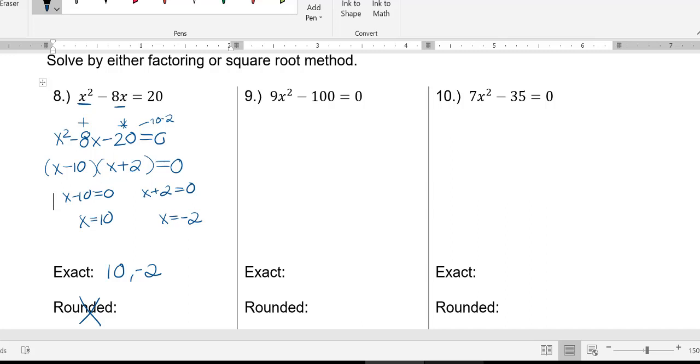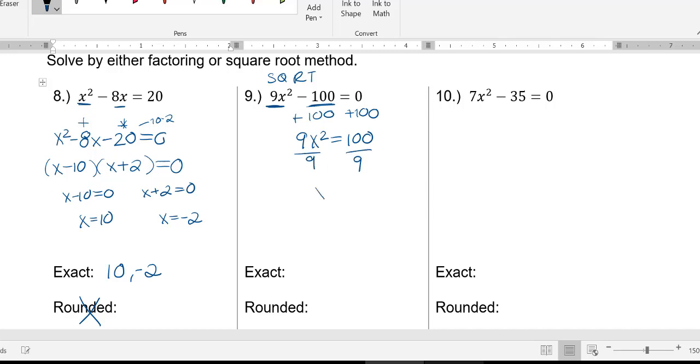When we're looking at number 9, I see I have an x squared value, and then I don't even have an x value. I just have that constant. So we have a couple different options here. We can look to potentially factor. We can look to use square root method. Because I have that x squared value and no x, I'm going to try square root method. So I'm going to add that 100 on both sides, isolate the x squared. 9x squared is equal to 100.